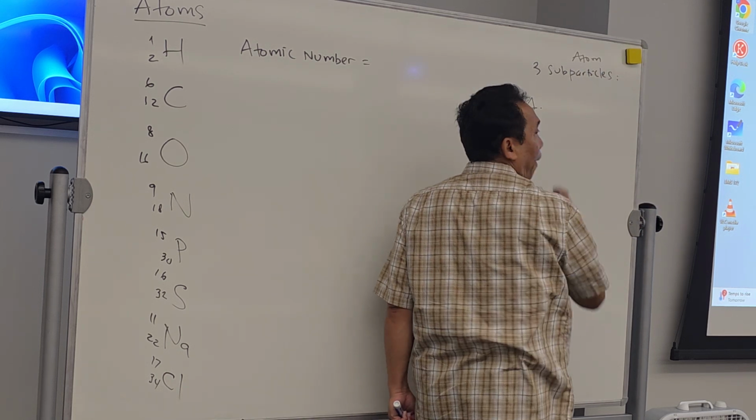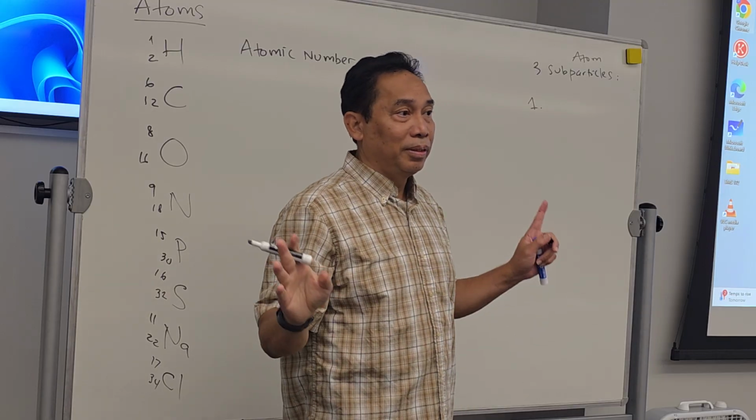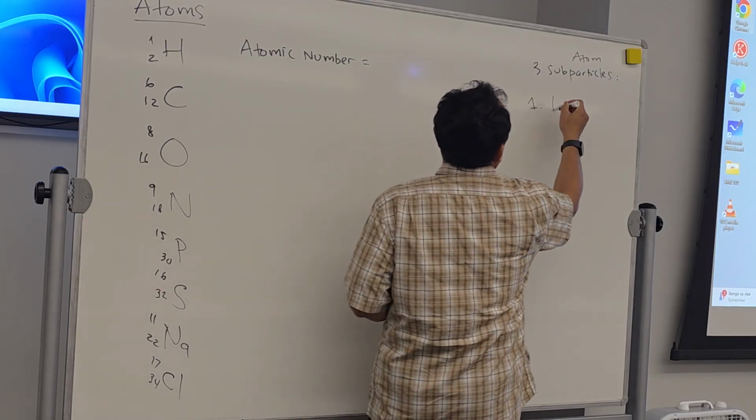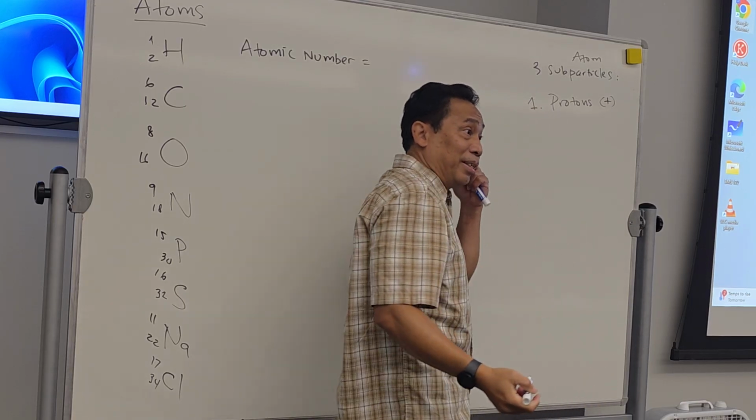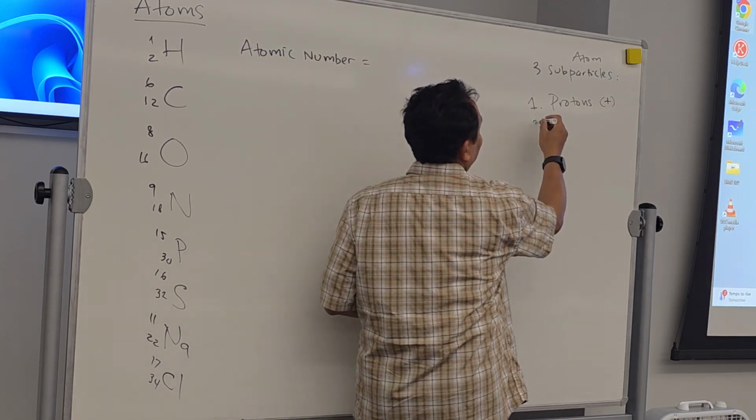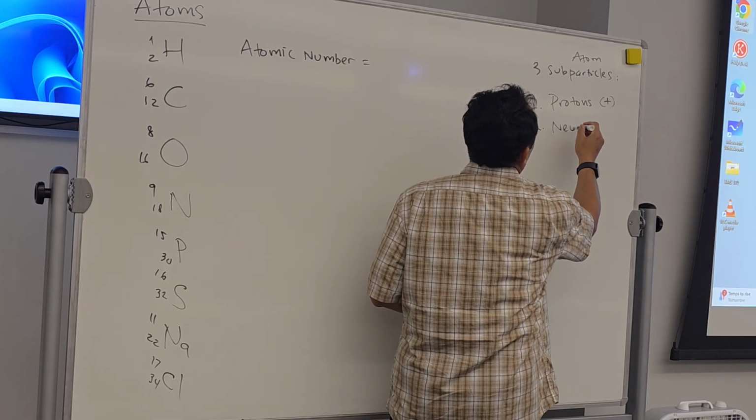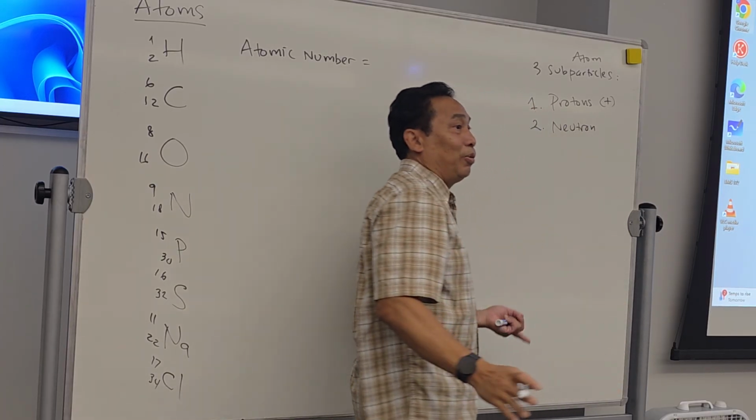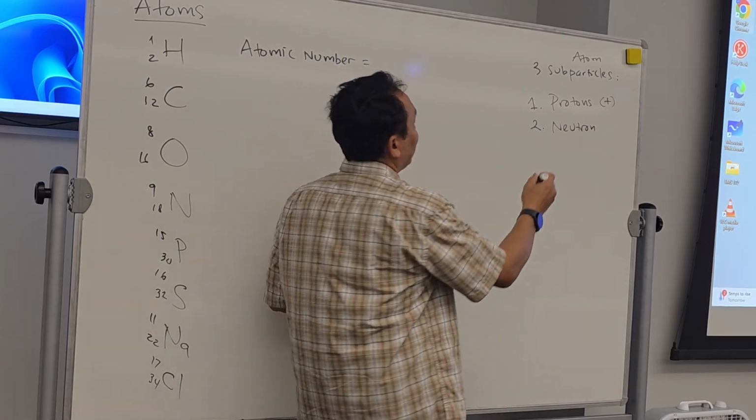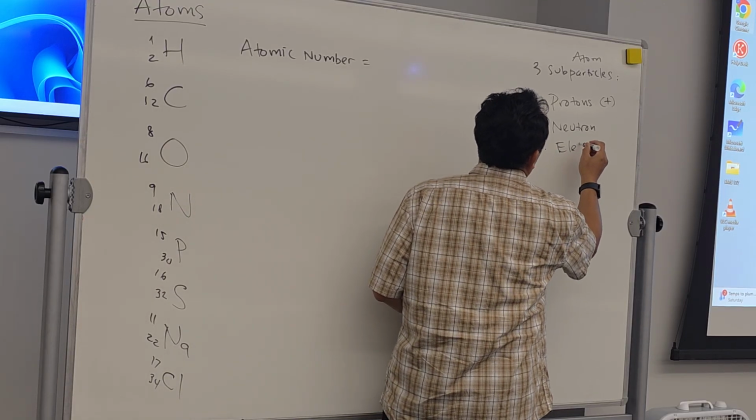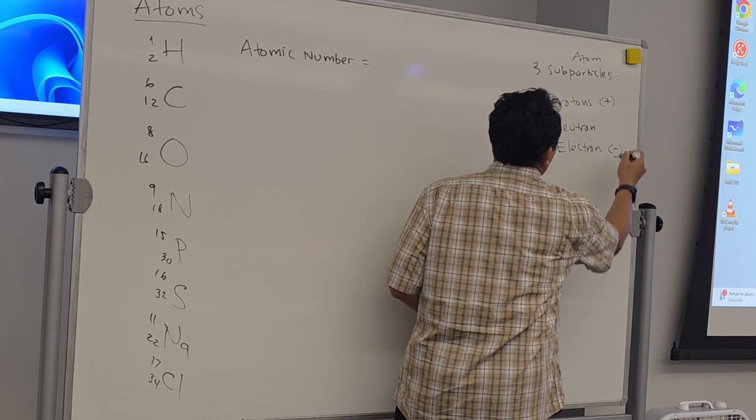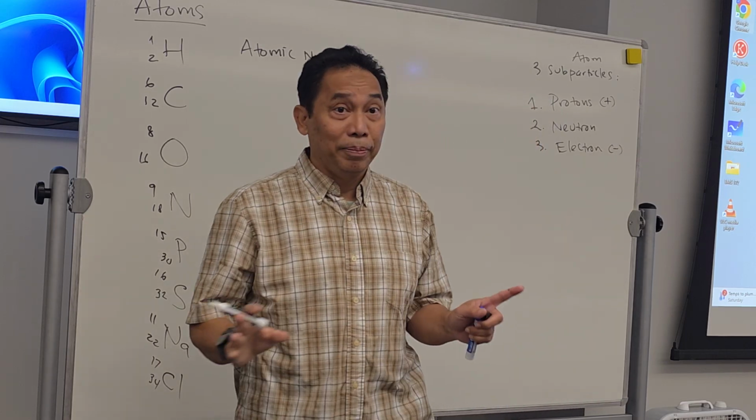What is the first one? The one that carries positive charge? Proton. Protons. Positive. Right? What is the second one? Neutron, which is neutral. What is the last one? The electron. Carries negative charge. Get it?